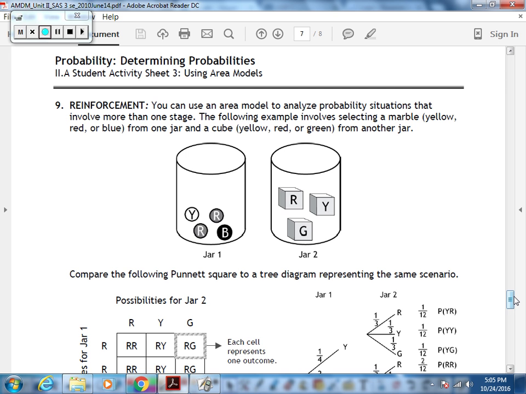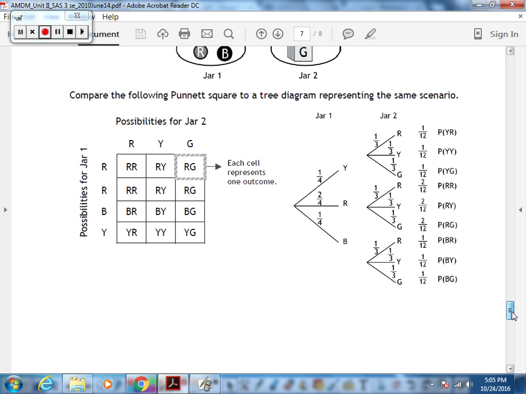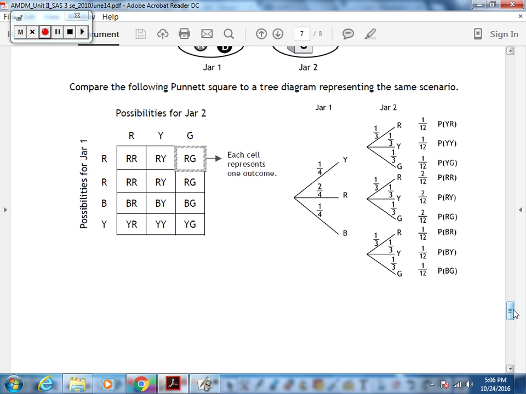Number 9 says you can use an area model to analyze the probability of situations that involve more than one stage. The following example involves selecting a marble yellow, red, or blue from a jar and the cube yellow, red, or green from another jar. This is like the one that we did with that Punnett square. They already gave you the Punnett square right here, and they gave you the tree to make it a lot easier for you.